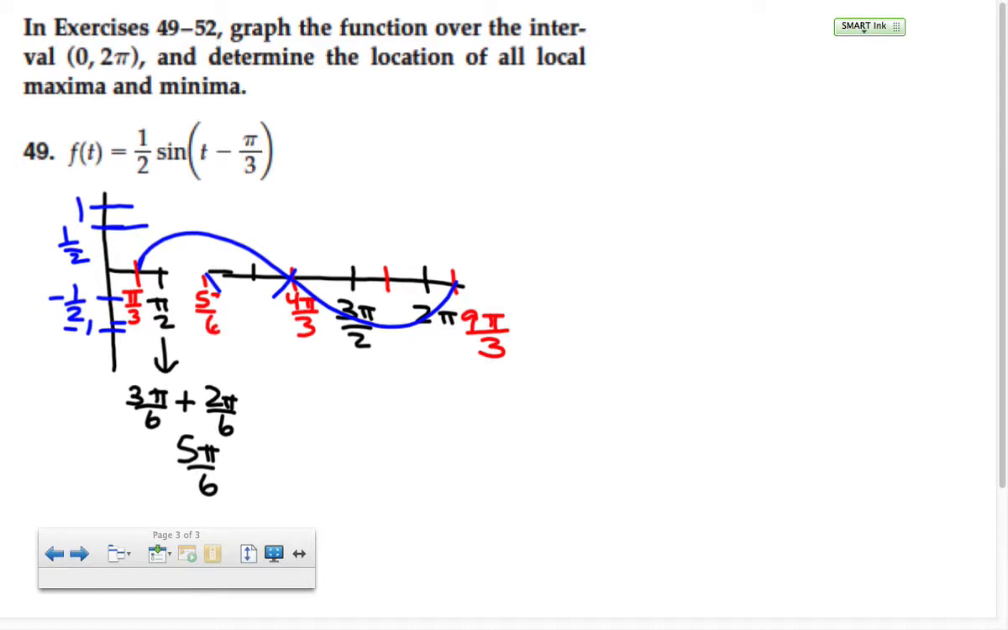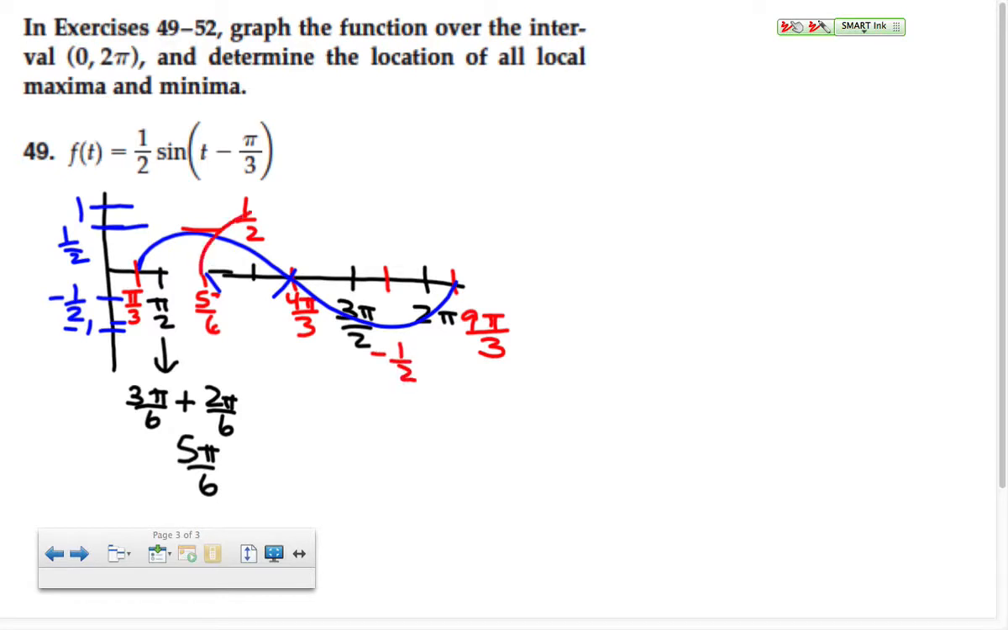If you want to check your work with graphing calculators, that's fine. I would like to see some of the work behind it so you understand where it's coming from. And I forgot, sorry, maximum, minimum. Okay? Maximums are at 1/2. Minimums are at -1/2, right?